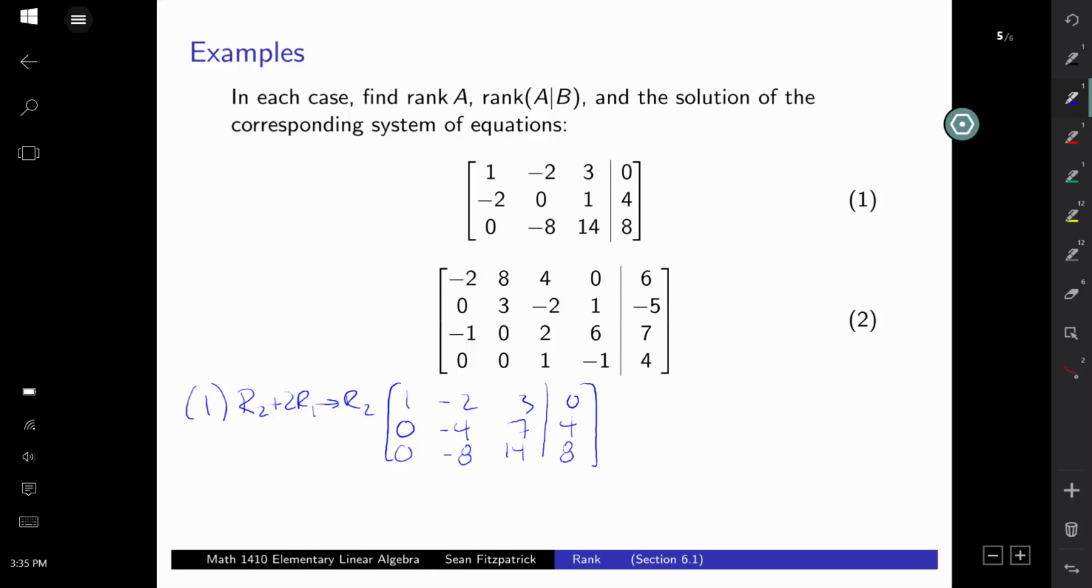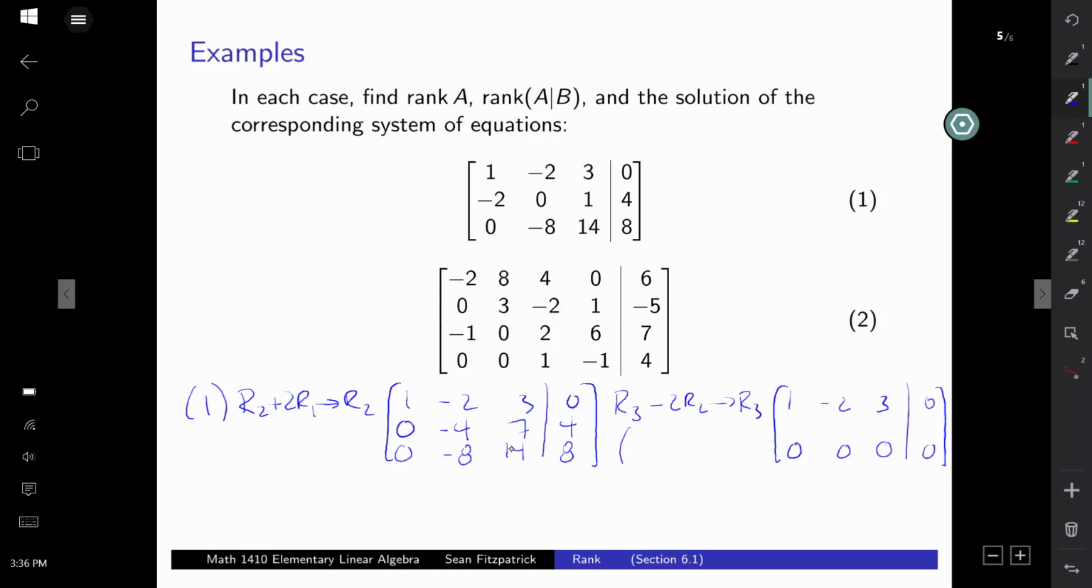All right. Now the next step probably should be to multiply row 2 by minus 1 over 4, get that minus 4 into a 1, so we've got our second leading 1. But we can already see that row 3 is a multiple of row 2, so I'm going to do row 3 minus 2 row 2, make that my new row 3. 1, minus 2, 3, 0. That's going to give me a row of zeros on the bottom.